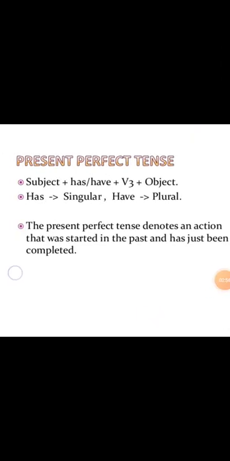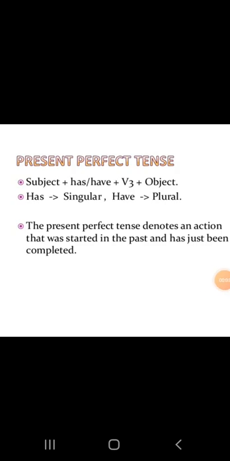So the sentence structure for this present perfect tense is that here we are going to use the third form of the verb: subject plus has or have plus third form of the verb plus object. Has we are going to use with a singular subject and have we will use with a plural subject. As I told you, present perfect tense tells you about the action that started in the past and has just completed now. For example, I have finished writing 20 pages so far.